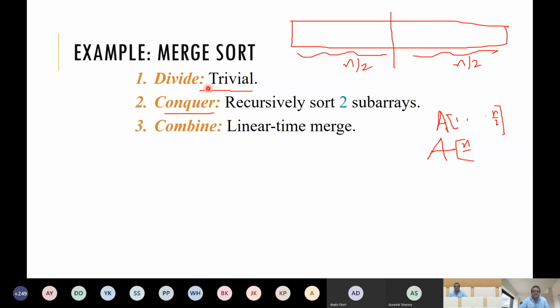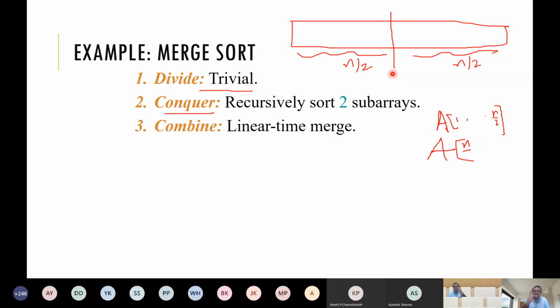So now we know merge sort is one example of a divide and conquer approach. In merge sort, we have an array of size n. We divide this array into 2 subarrays. That divide step is very trivial because we just need the index n by 2. That's all. The ending index of this subarray is n by 2.